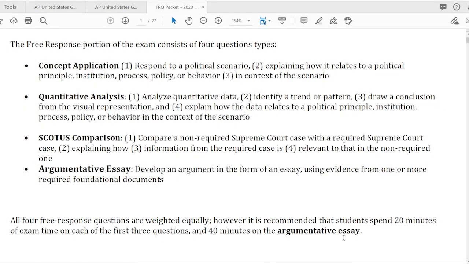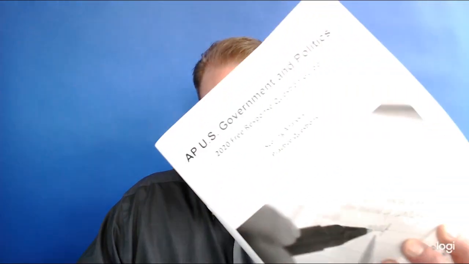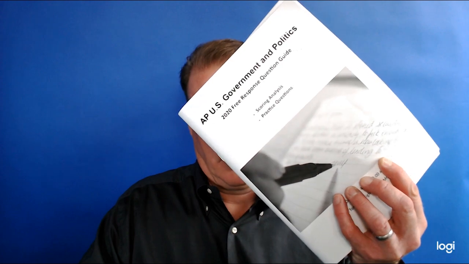Okay, for this screencast, we're going to be talking about the concept application question. For this, you can just follow along on the screencast, but if you happen to have the printed version, which looks like this, you might want to follow along.